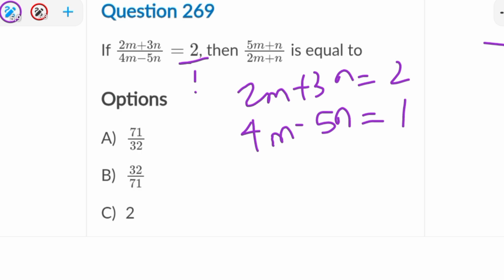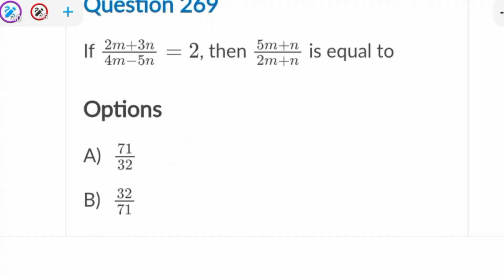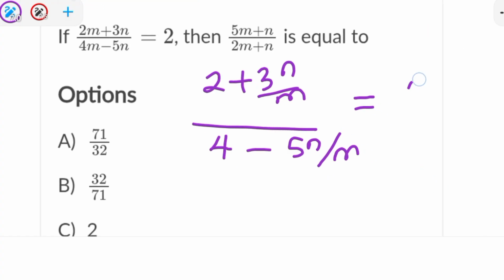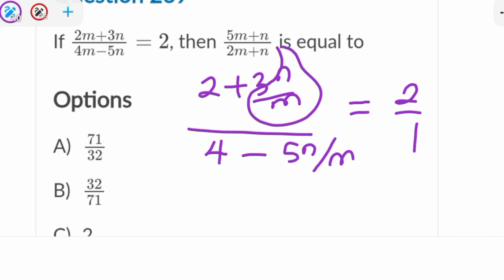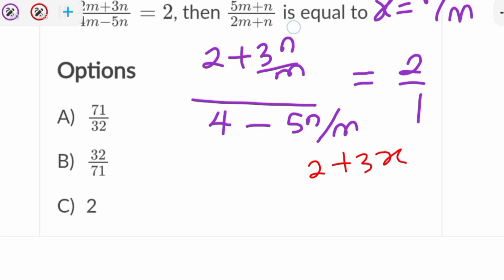Then you solve this simultaneously, but this method is kind of long, so it's going to make things complex. So first of all, let's employ a technique. Let's divide each of them by m. 2m divided by m will give me 2, plus 3n over m, then divided by 4m divided by m gives 4 minus 5n over m. Everything here is equal to 2, which can be written as 2 over 1. Instead of writing n over m, I'm going to replace it with x. So this x is equal to n over m. That means I'm going to write 2 plus 3x. This is 3x. Everything here is x.